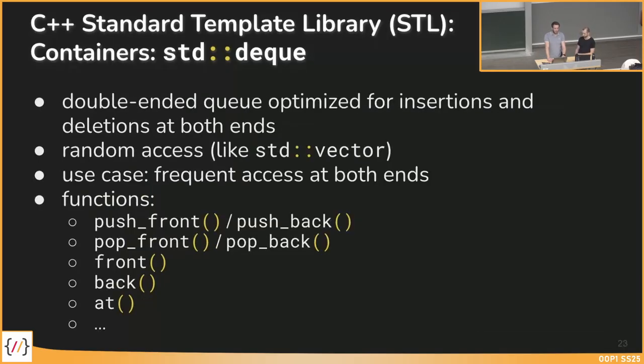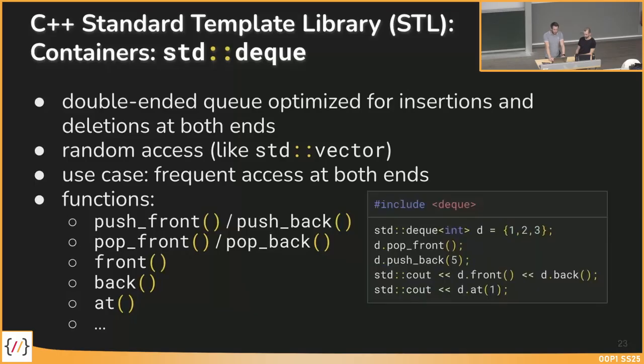The next container is the deque. It's a double-ended queue, so similar to the previous one, but it's optimized for insertions and deletions at both ends. So if you want to add and delete elements at the front and the back, so it's double-ended. Yeah, so we have here push front, push back, pop front, pop back.